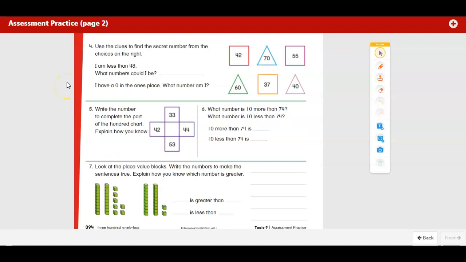For the next part of our practice sets, we are going to be looking at page 394. If you are still working on the previous page, go ahead and pause the video now.